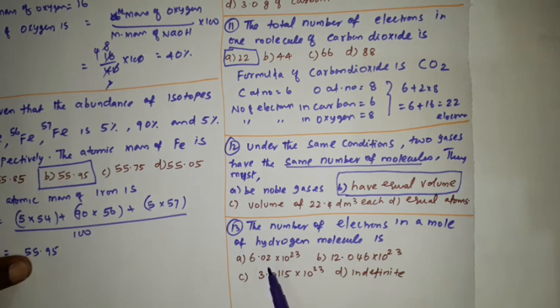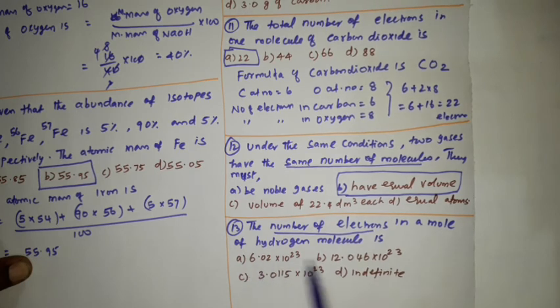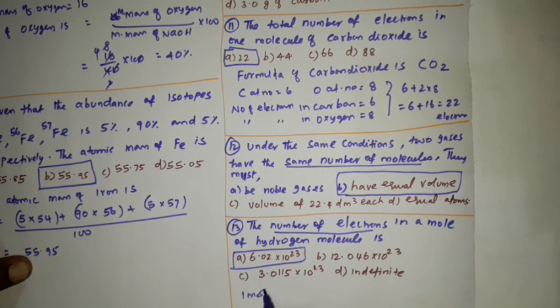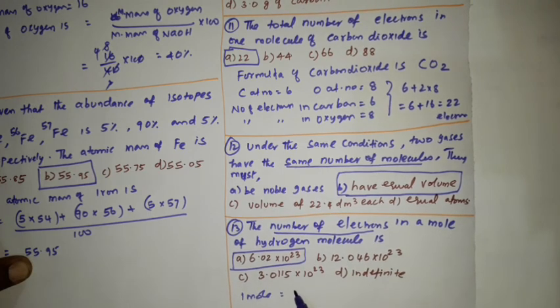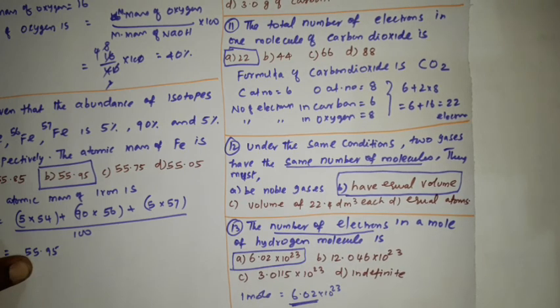Now question number 13. This is your last question today. The number of electrons in a mole of hydrogen molecule. The number of electrons in 1 mole of hydrogen molecule, that is 6.02 into 10 power 23 number of electrons. Okay, actually 1 mole of anything equals 6.02 into 10 power 23. This is Avogadro's number. Clear?